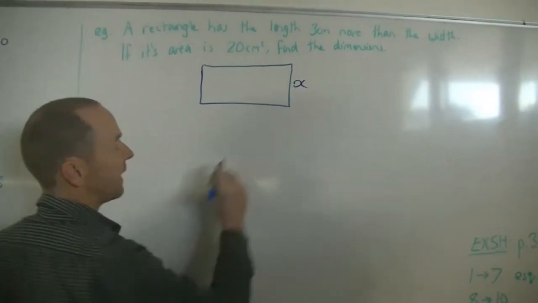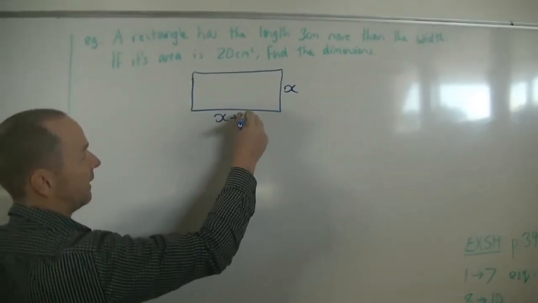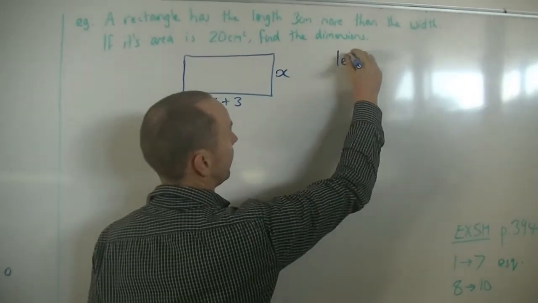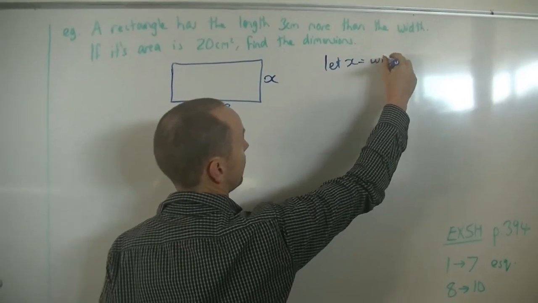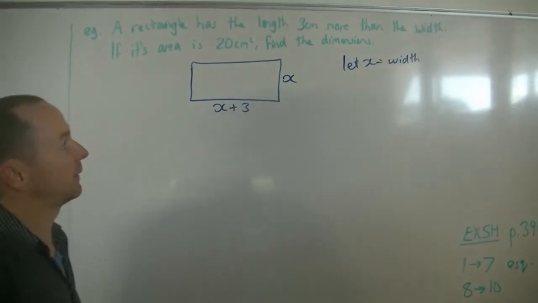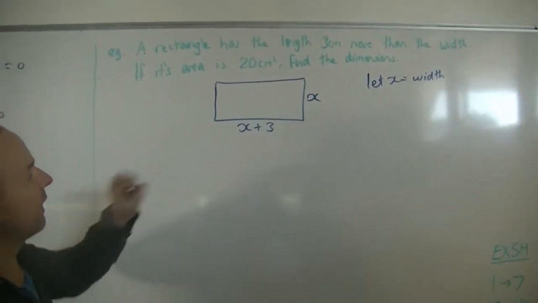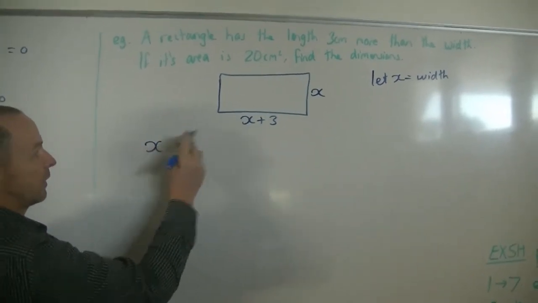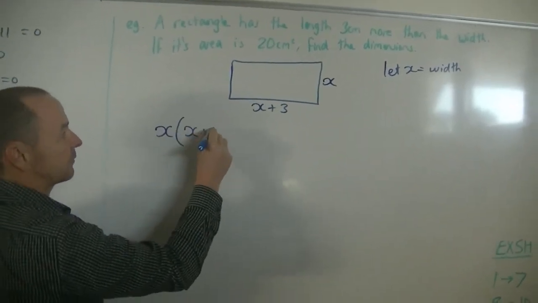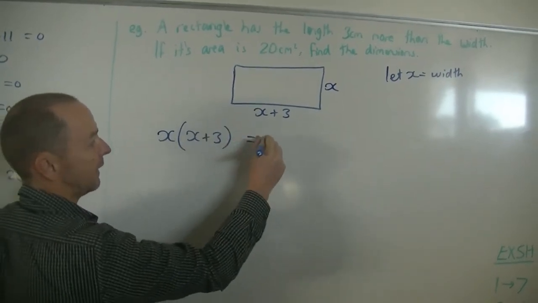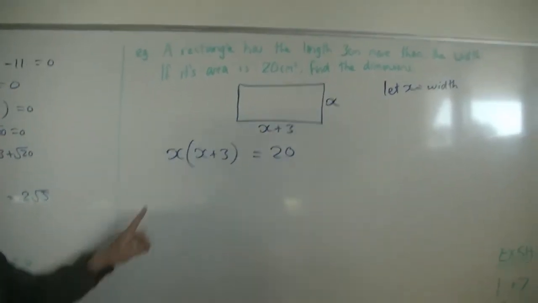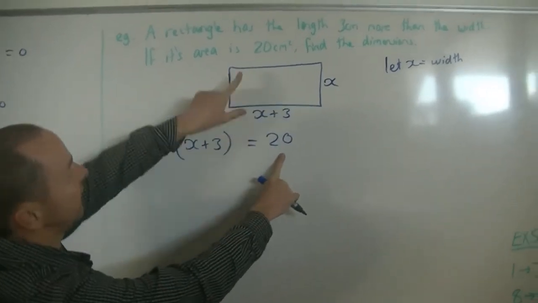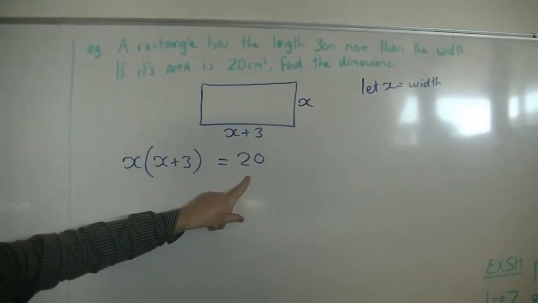So let's call the width x, and we'll call the length x plus 3. So of course you should define the variables. Let x equal the width, just so we don't get confused about what we're finding. Okay, so how do I find the area of a rectangle? It's length times width. So I'm just going to go x times x plus 3, and the whole area is equal to 20. So there's my equation. There's the width times the length, multiply them together, and it equals the area which is given, which is 20.